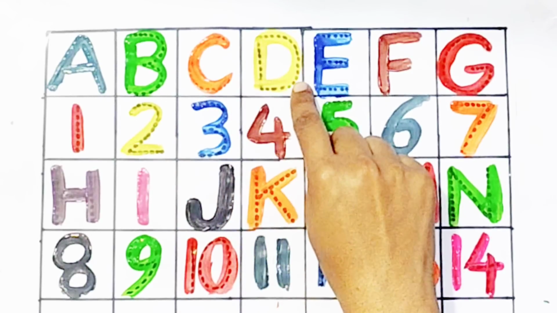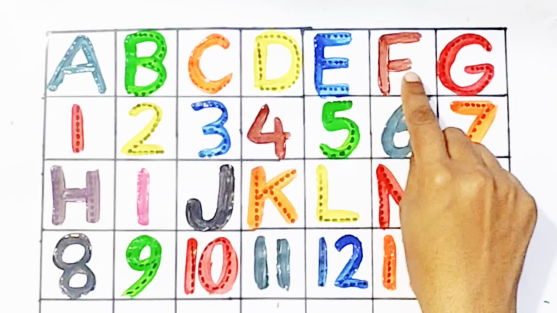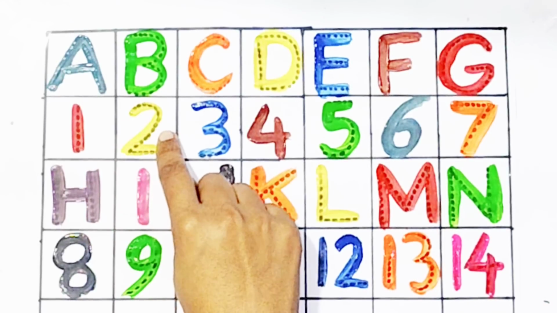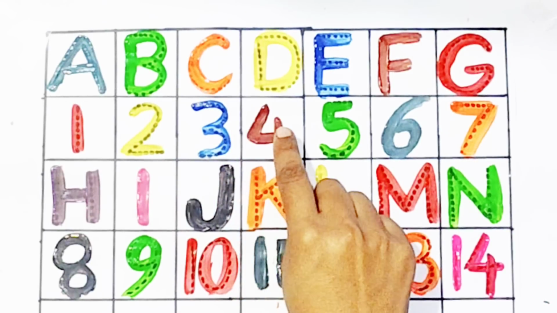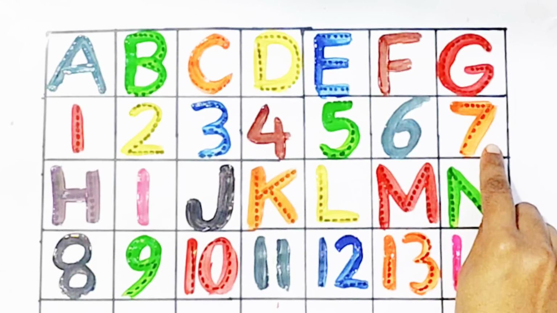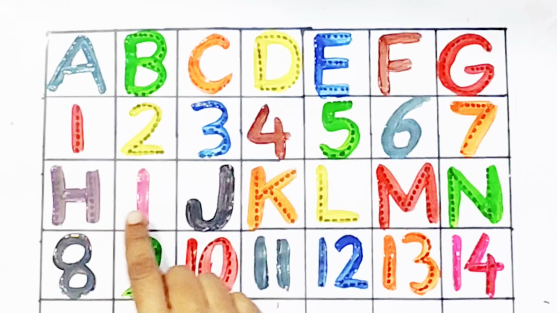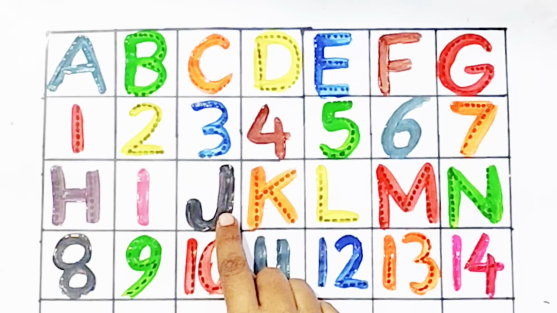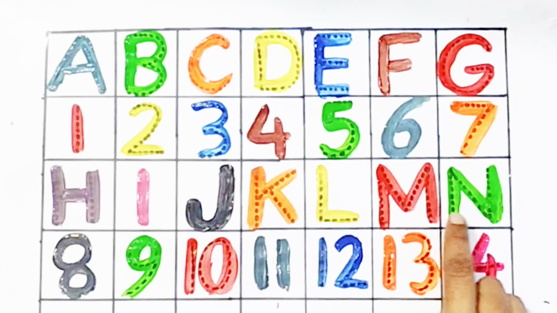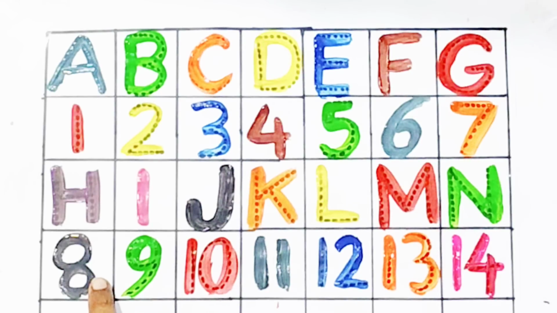A, B, C, D, E, F, G. The people on the bus go up and down, up and down, all day long. 1, 2, 3, 4, 5, 6, 7. H, I, J, K, L, M, N. 8, 9, 10, 11, 12, 13, 14.